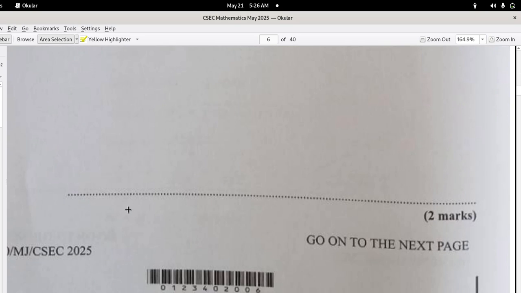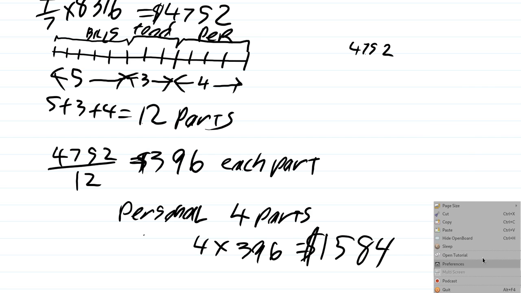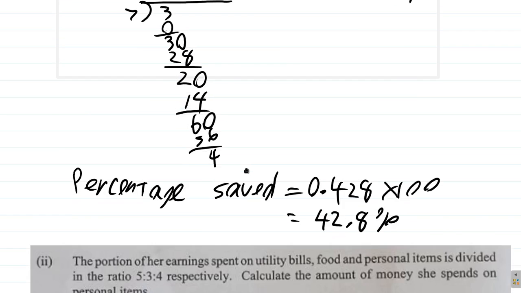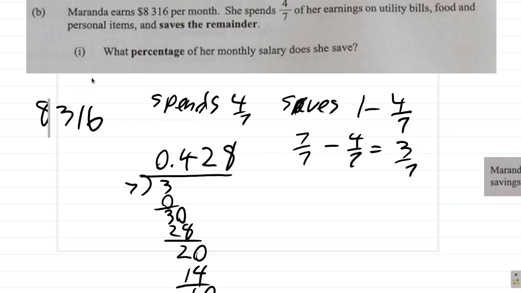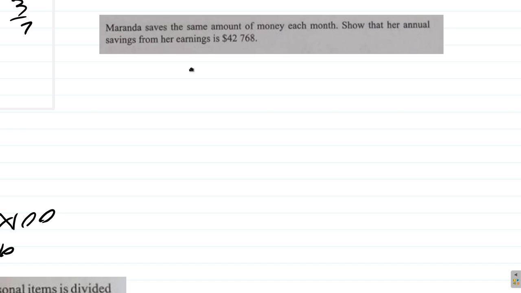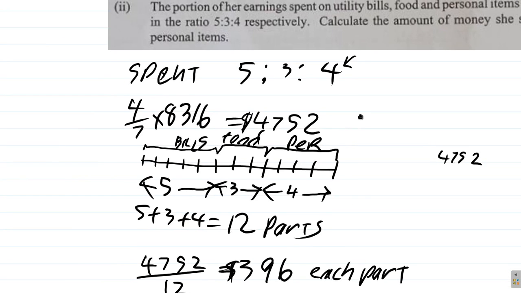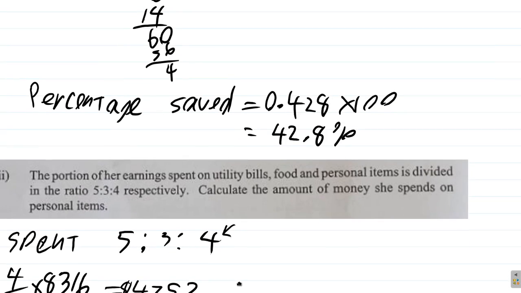Alright. Now the next thing they ask. Miranda saves the same amount of money each month. Show that her annual savings from her earning is 42,768. Let's copy that and put it over here. Okay, it went up here. So she saves the same amount of money each month. Now, how much did she save again?